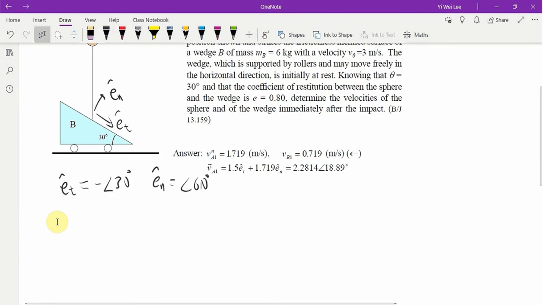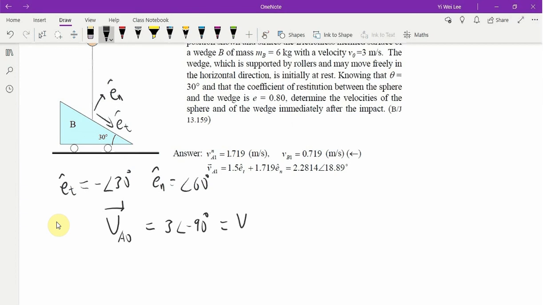Now, here comes the most important part. How do we actually solve this equation? First of all, to solve this equation, we need to find the velocity of A before collision. Now, what is the velocity of A before collision? In this case, they gave us that it's equal to 3 meters per second, and it's pointing downwards, negative 90 degrees. This is a given. However, we always want to represent this in terms of the normal direction.